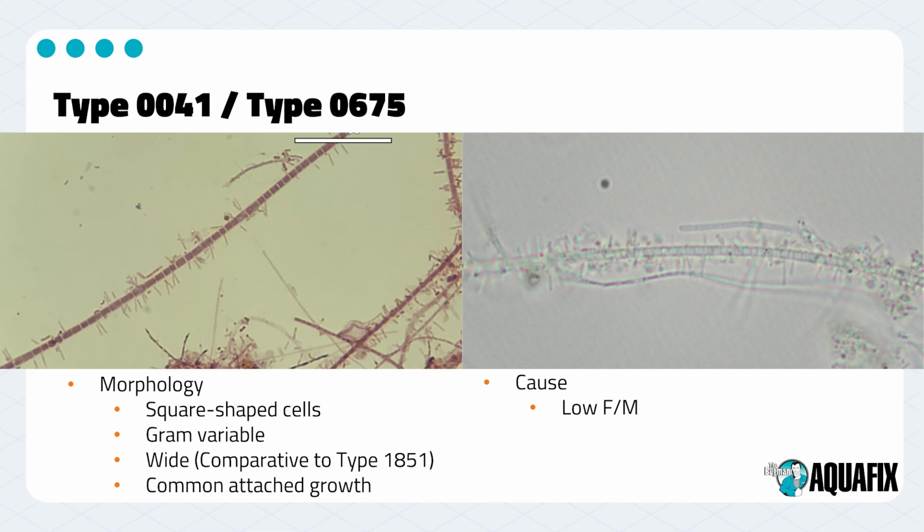We'll talk about type 0041, 0675. The morphology on these filaments are square-shaped cells. They have attached growth. They're very similar to type 1851 in that sense. They're gram variable, but they tend to manifest as gram negative. They're very wide, and they're indicative of low F to M. Like our other low F to M filaments, they're very common within systems, even when they're not under low F to M conditions. But when they grow to extremes, they can cause bulking and other issues.